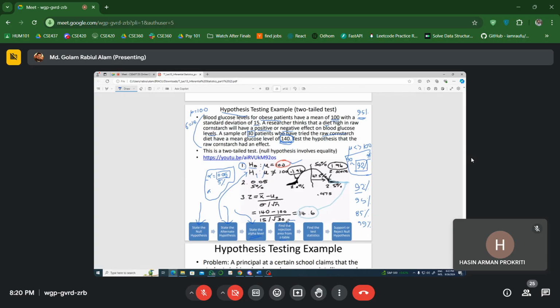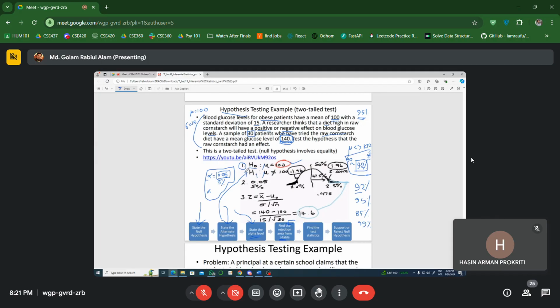So now the task is we have to find out the rejection area from the G table. But before that, we have to think that the G table has two forms. One is the one-tailed G table and another is the two-tailed G table. So whether we need the one-tailed or the two-tailed.